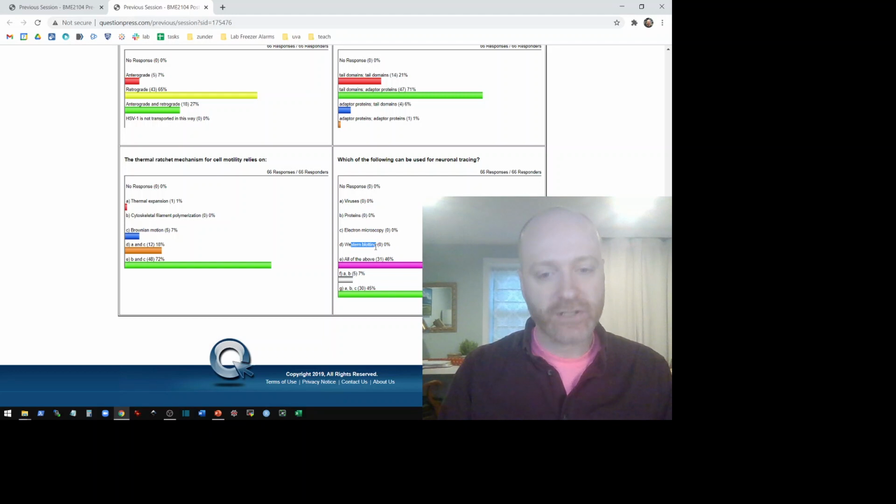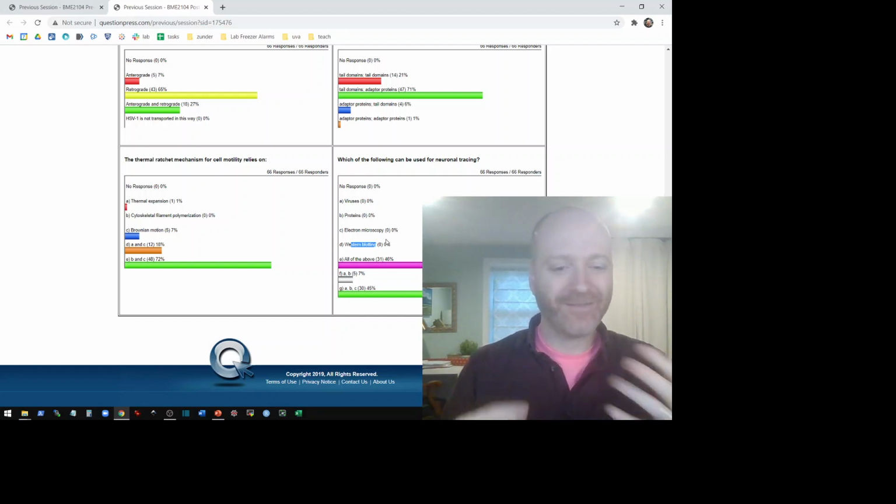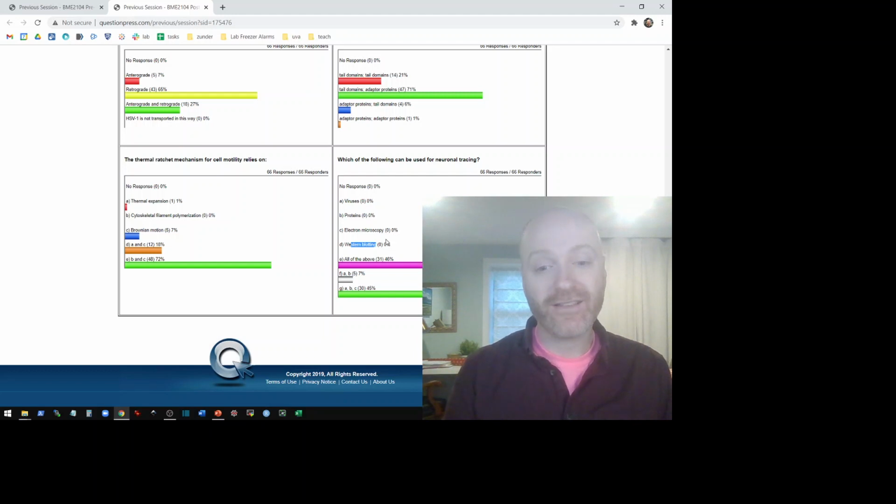But we can't use Western blotting. Western blotting, to my knowledge, has never been used for neuronal tracing. You lose all spatial resolution. You have to take a tissue and lyse it, crush it, squish it all together in order to run it on a gel. And when you run it on a gel, you lose all the spatial information. So you can't do neuronal tracing with Western blotting.